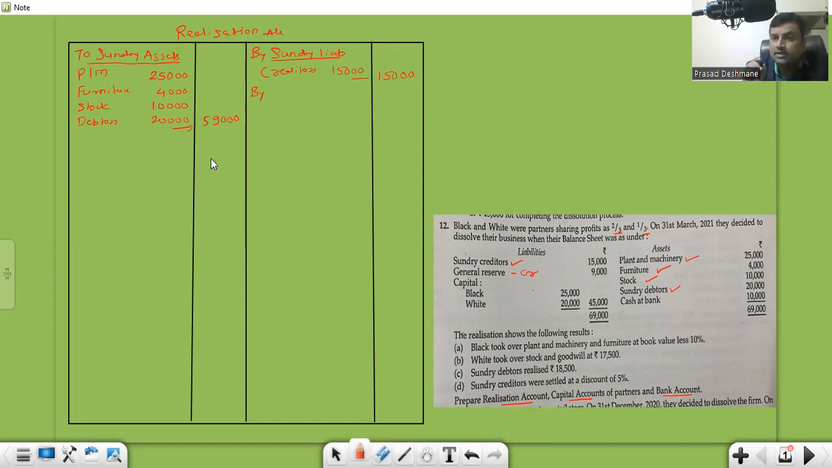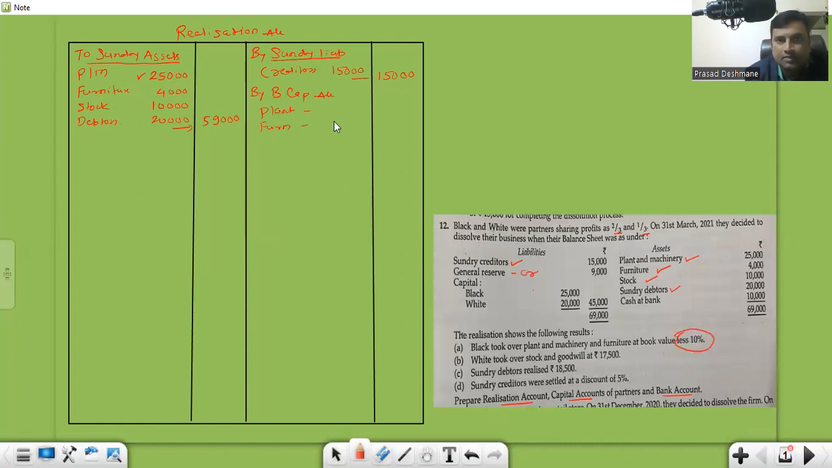Who took those assets? Is any name given? Yes, the name is given to us. Black took it. So let's write Black's capital. What did he take? Plant. And he took the furniture also. What is the plant value given to us? 25,000. And what did they say? 10% less.